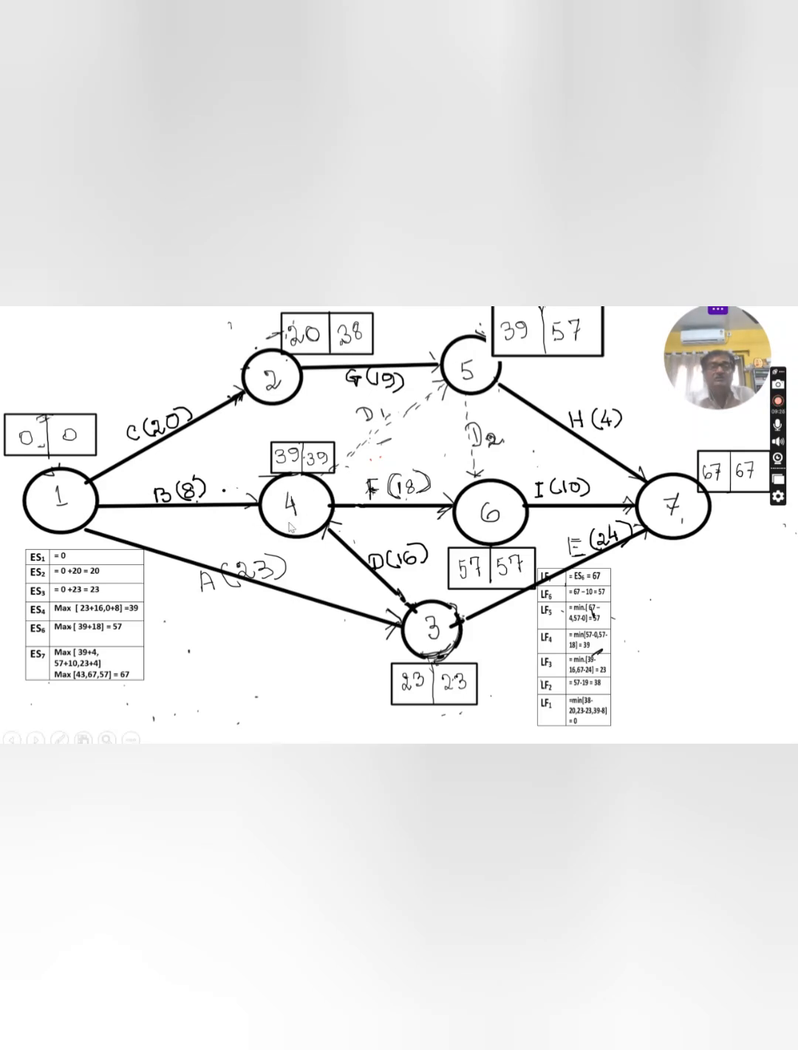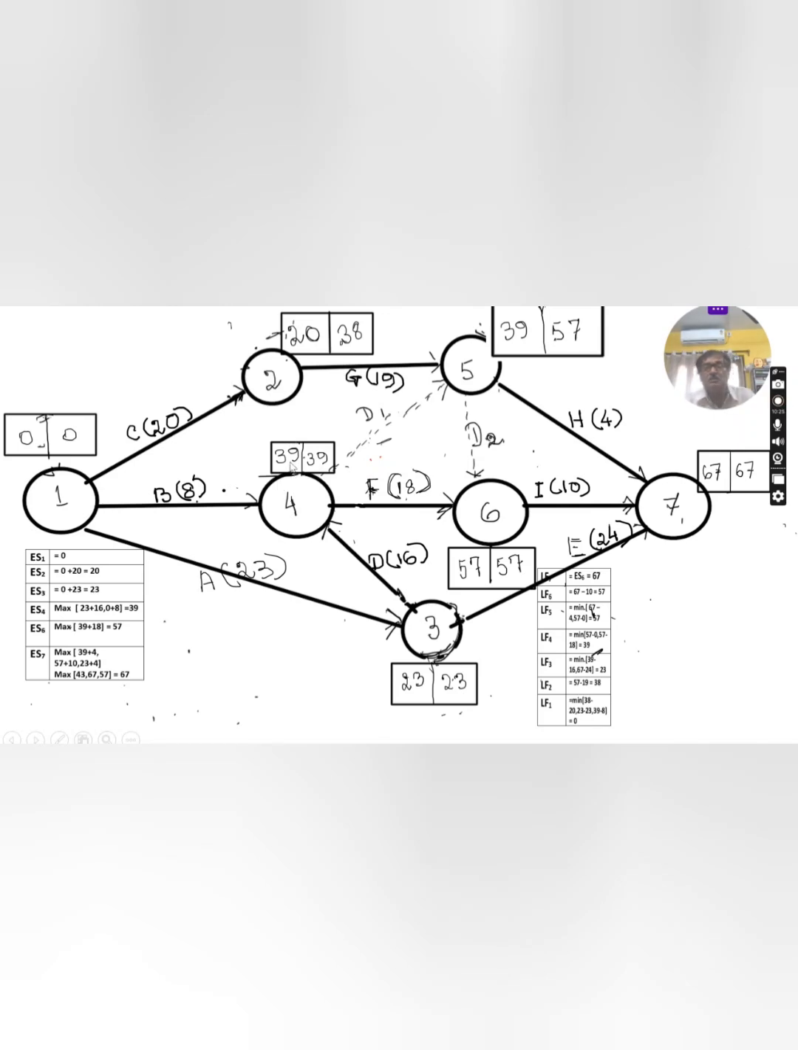to reach this point. First I am checking from this side. 0 is the earliest start time for this plus 8 days. That means 9 days to reach here. ES4, 0 plus 8. And if you need to complete this task, then earliest start time is 23. The least time is 23 days to reach here, plus 16 days required to complete this task. And how much total time? 23 plus 16, 39. You have to take the maximum of these two, which is 39. That's why earliest start time for ES4 is 39.